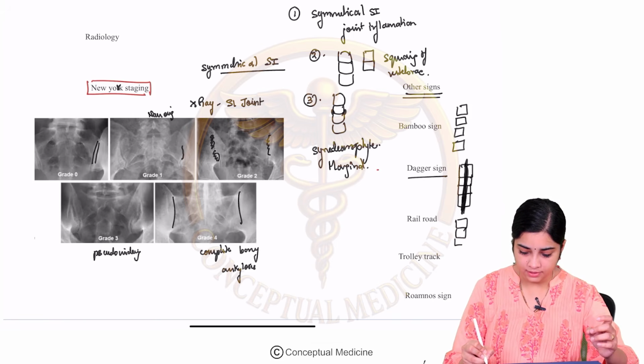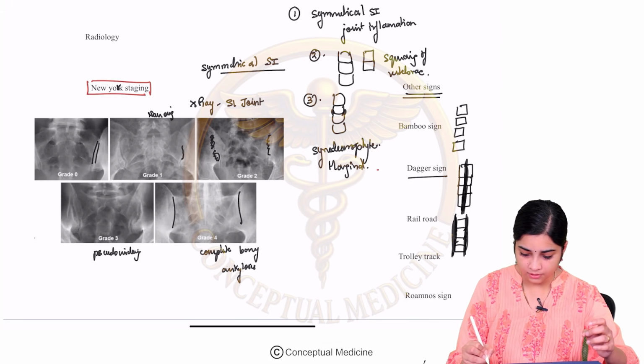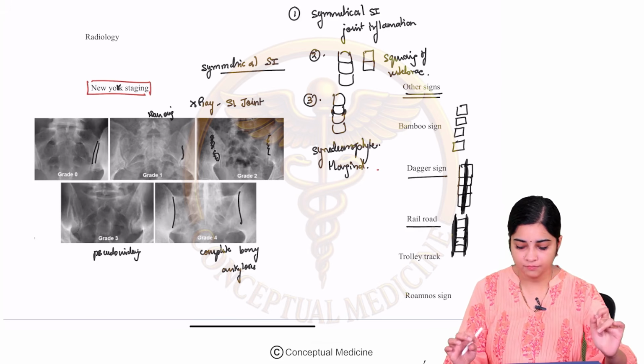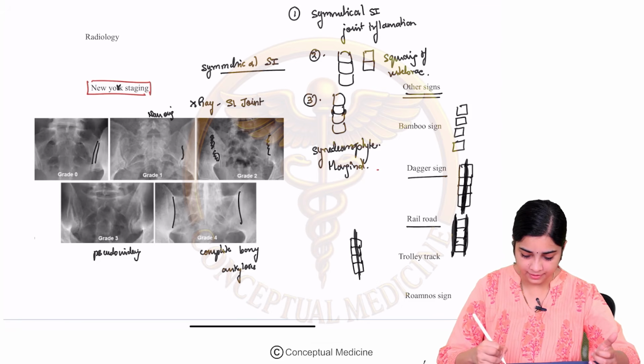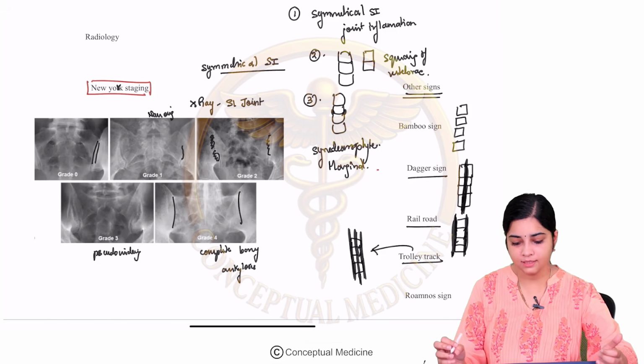Also in the vertebrae, once they get fused because of the bridging syndesmophytes which we find here, the joint capsules on either side can also get inflamed and fuse together, and this is what we call the railroad sign. The apophyseal joint capsules can also get calcified and inflamed. And if you have both the dagger sign and the railroad sign together, this is what we call the trolley track sign.